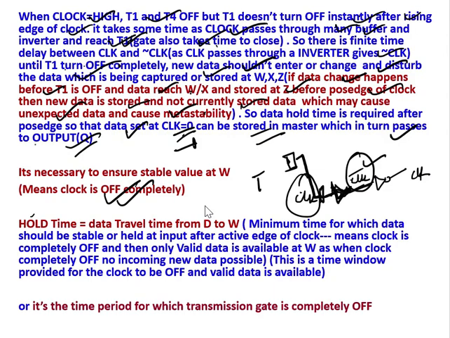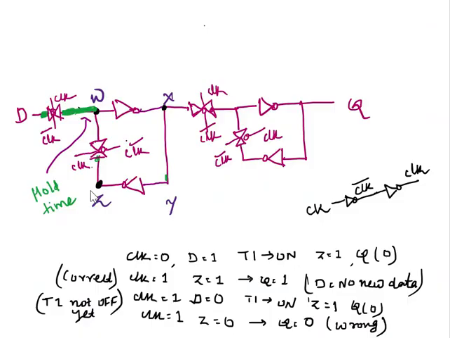Okay. So what is hold time? The actual meaning of hold time is the data travel time from D to W. The time it takes for the input data to reach this W is called the hold time. Okay, this is called the hold time. This is the actual meaning of hold time, and it simply means when this input data will reach W. And that is called stable data.